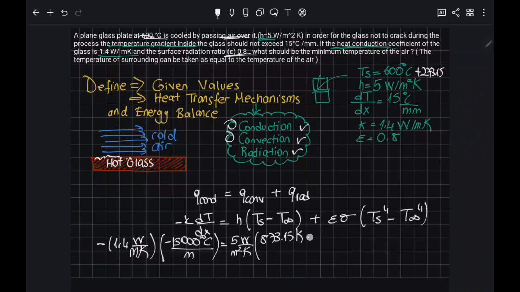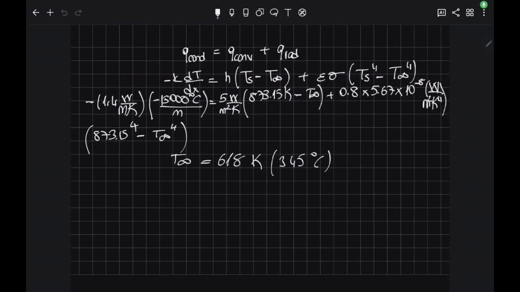Ts value is 873.15 Kelvin minus T surroundings plus epsilon 0.8 and Stefan-Boltzmann constant 5.67 multiplied by 10 power minus 8, and its unit is watt over meter square Kelvin power 4. And if you write the Kelvin, 873 power 4 minus T surroundings temperature.